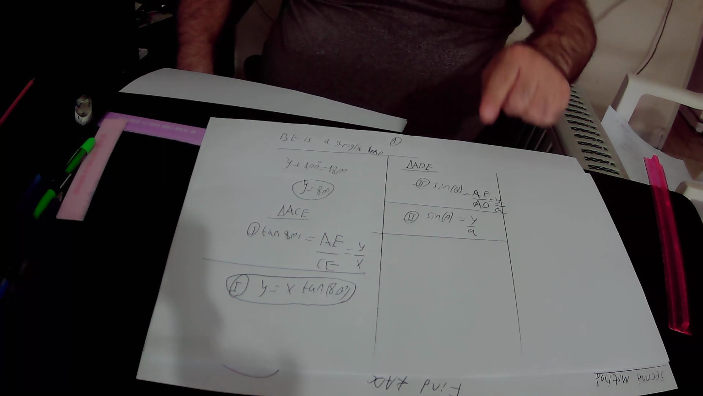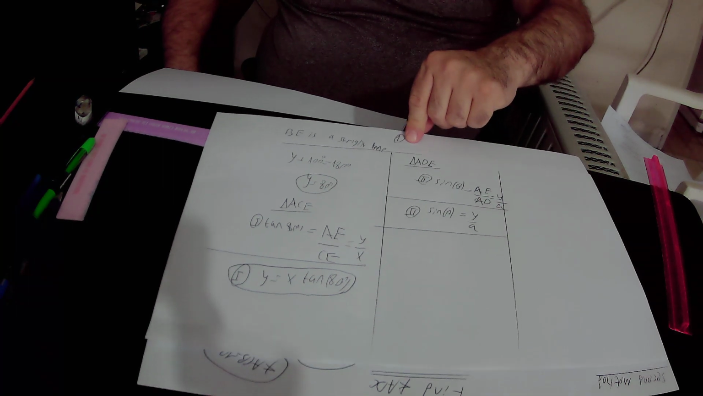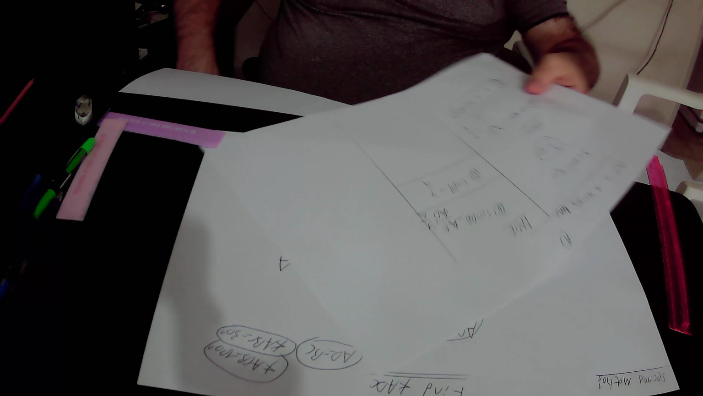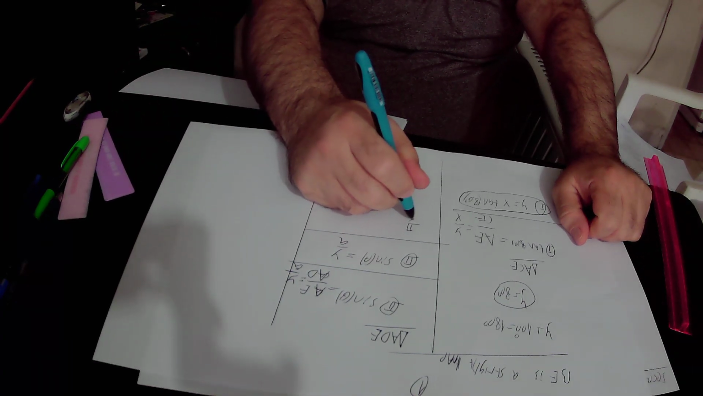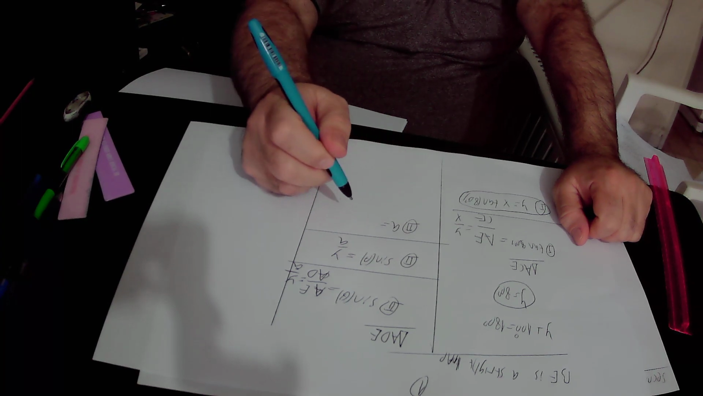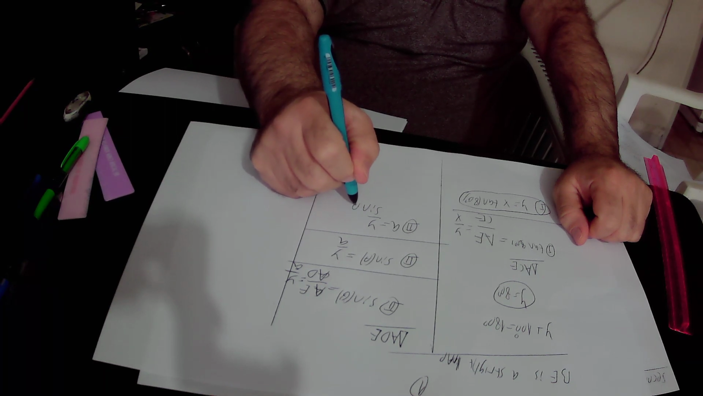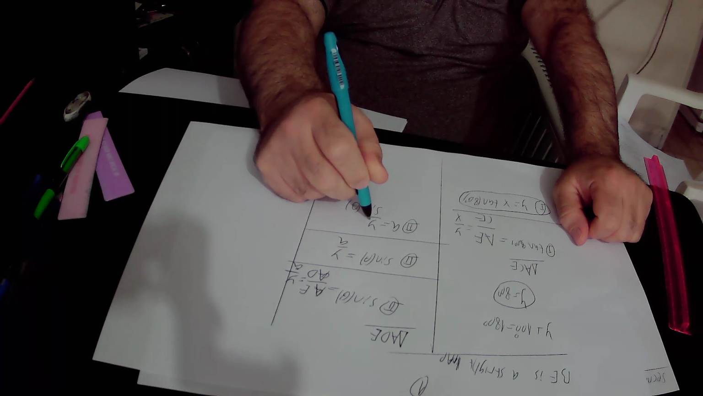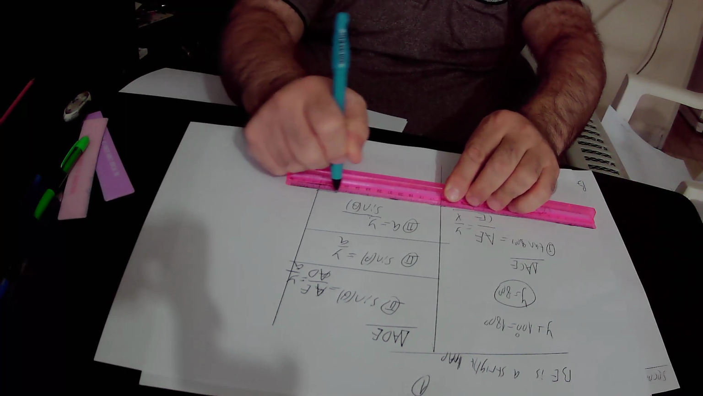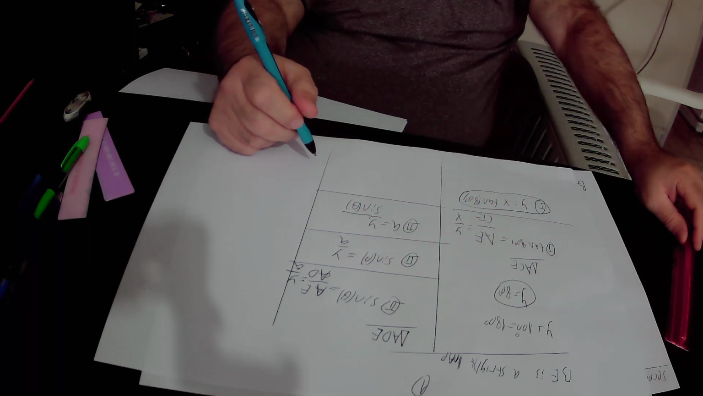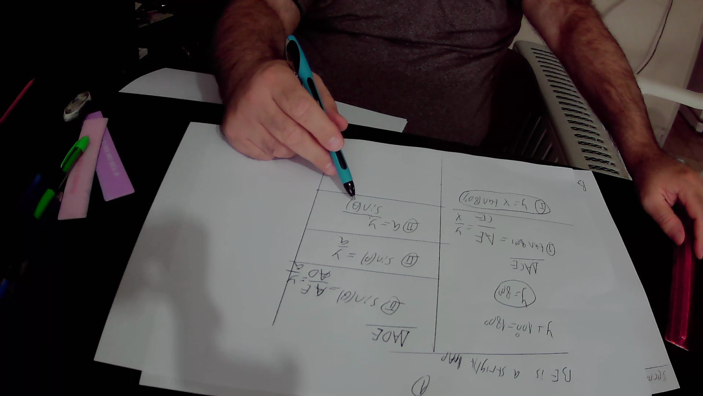Here we will multiply equation number 2 by a, and then divide it by sine theta, and we will get that a equals y over sine theta. According to equation number 2, a equals y over sine theta.